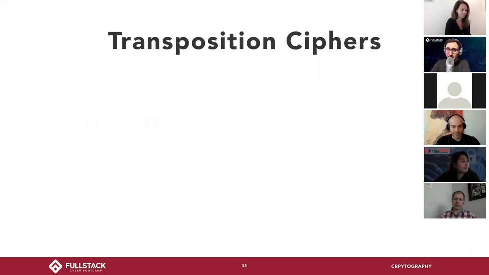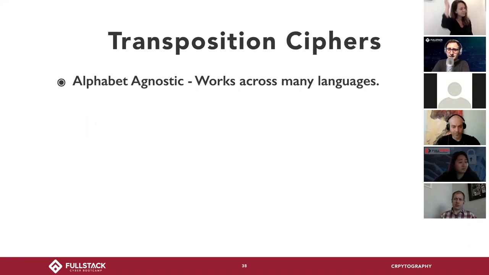One advantage here, by the way, is this works very well across many languages. This is alphabet agnostic. In fact, as long as the language can be written in a format that can be restructured in this way, it will work. That's really beneficial. A lot of cryptography is not alphabet agnostic, meaning you can only use it with one particular language. And we'll talk about some ciphers that do that.